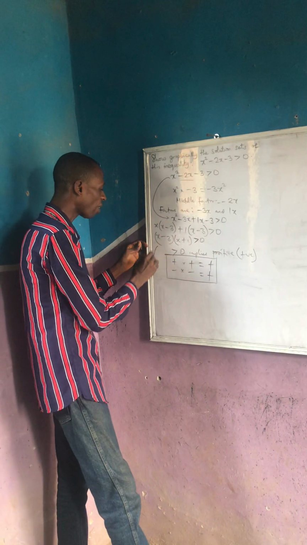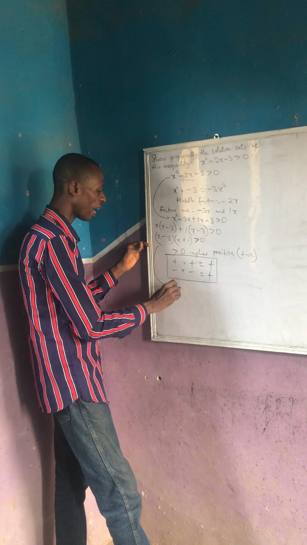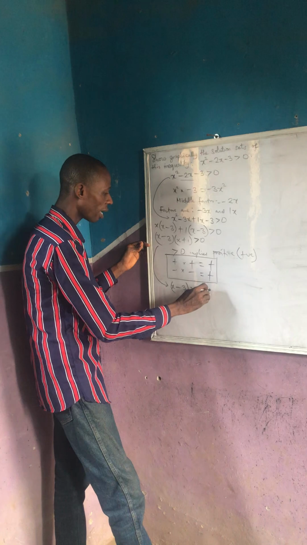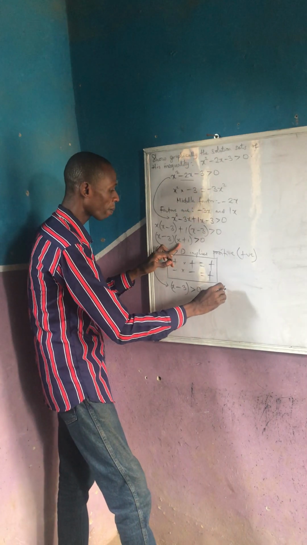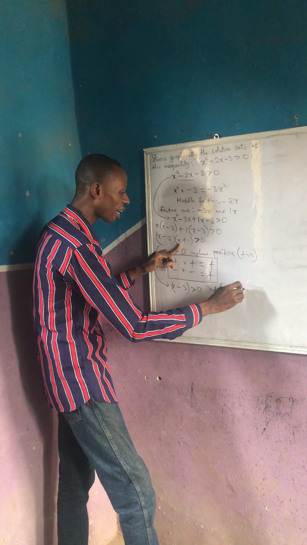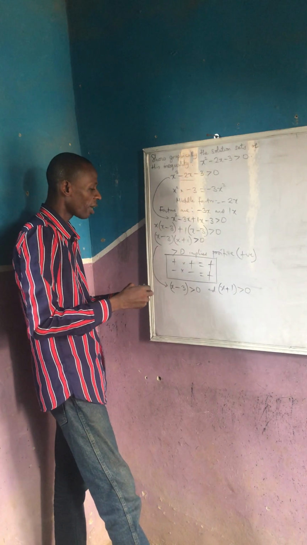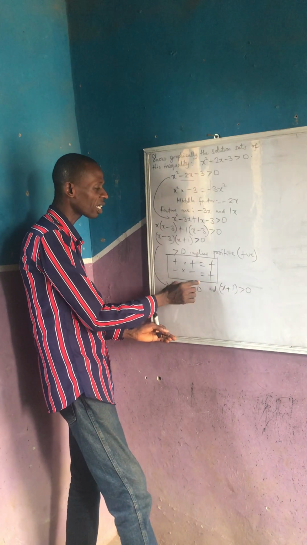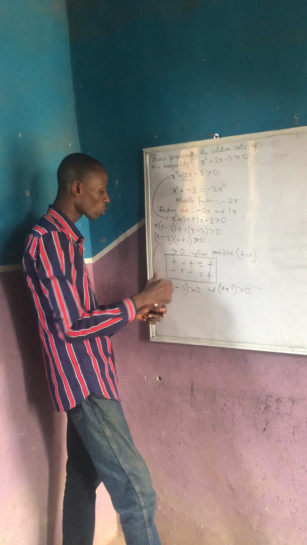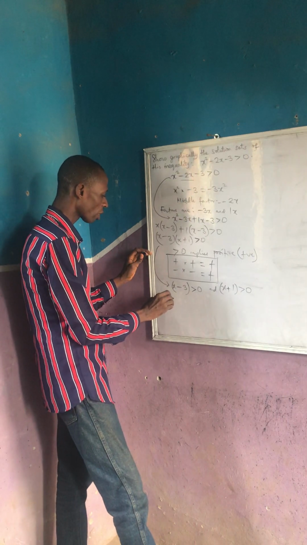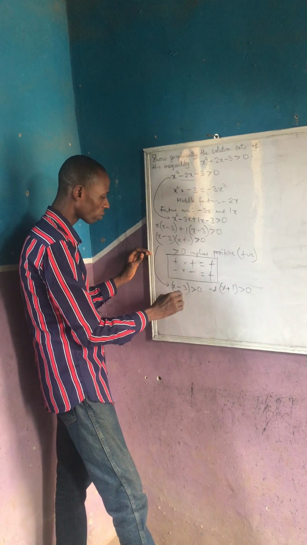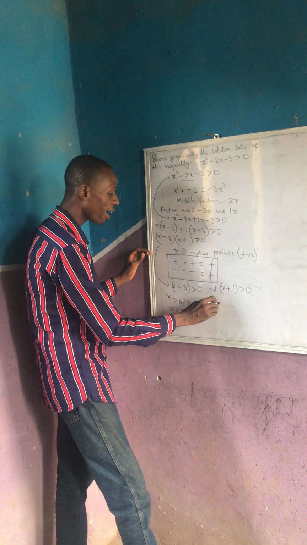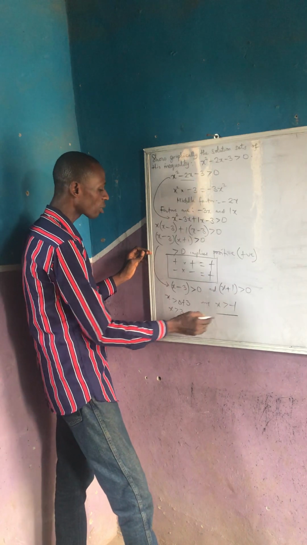So let's move. We have x minus 3 greater than 0 and x plus 1 greater than 0. What do I mean? Greater than 0 is positive. Positive times positive gives us this positive result here. So we collect the like terms, and we have x greater than 3, and here we have x greater than minus 1. So these are the two values we have.